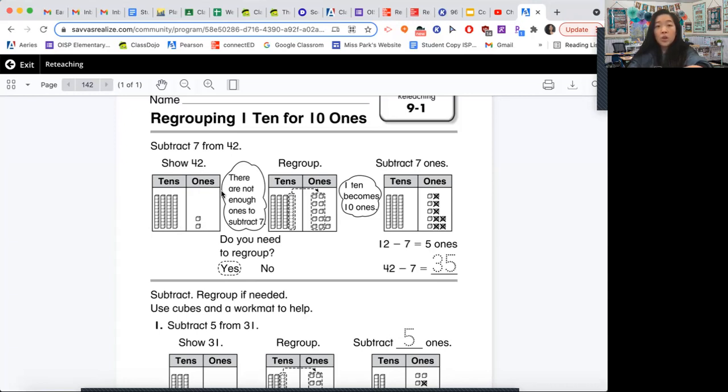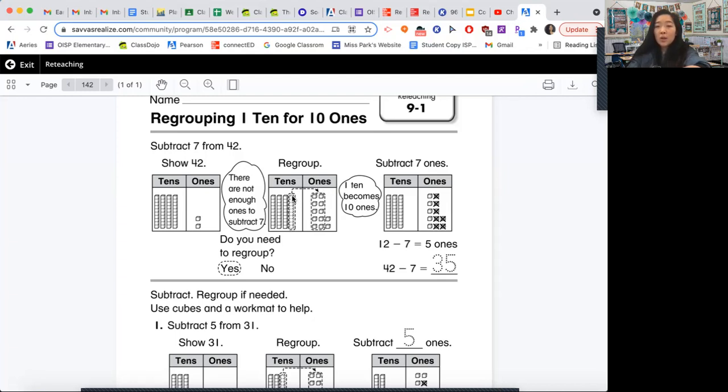Now, we are going to take away 7. However, there are not enough ones to subtract 7, because if I try to subtract 7 here, there's only 2 here. I need 7. So what are we going to need to do? Regroup. Do you need to regroup? Yes. So then what we're going to do is we're going to borrow one of these 10s. We're going to go next door and ask the tens, hey guys, we don't have enough ones to subtract 7. Do you guys think that you can break apart and come next door and help us out here? So then the tens goes, okay, we'll send one over.